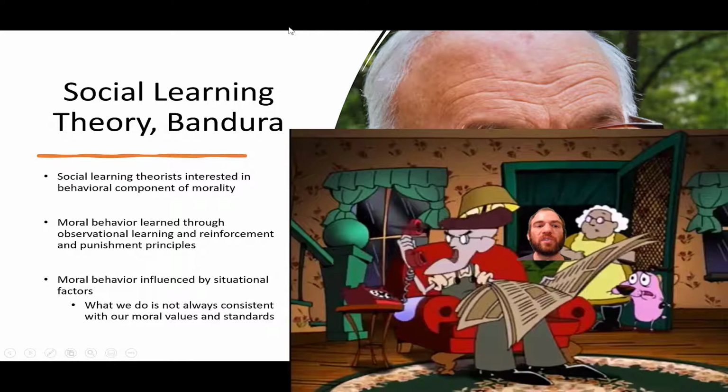Our next theory is social learning theory, whose prominent theorist is Bandura, R.I.P., who recently died. Basically, they're interested in the behavioral component of morality, moral behavior learned through observational learning and reinforcement and punishment principles. Moral behaviors are influenced by situational factors. What we do is not always consistent with our moral values and standards. So what they're focused on here is behaviors and learning principles through reinforcement. Just because you have particular moral standards or you think a certain way doesn't mean that you're going to behave in a certain way. And thus, they are more concerned with behavior.